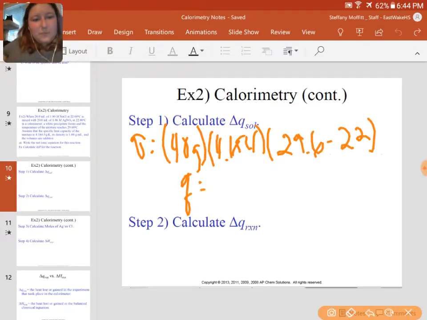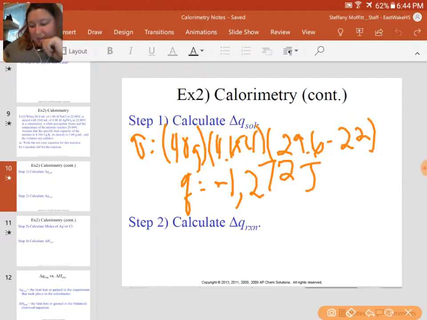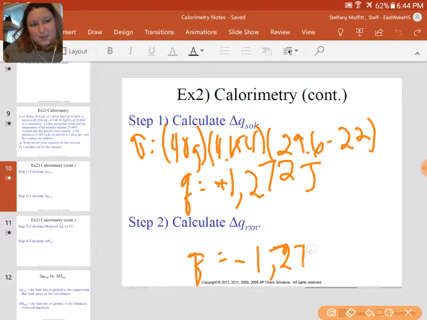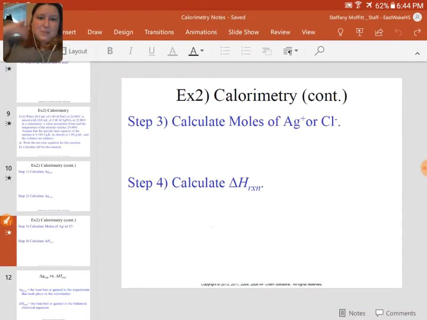Q for the solution is negative 1,272 joules. Positive. For the reaction, the Q is negative 1,272 joules. It's just the negative of that. Now jumping down, calculate the moles of Ag or Cl.